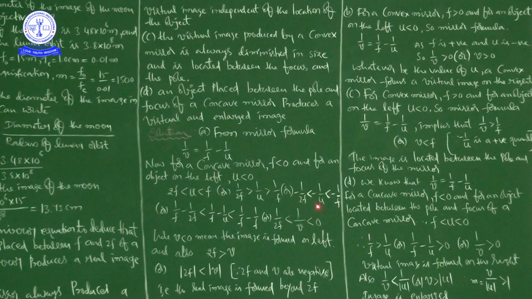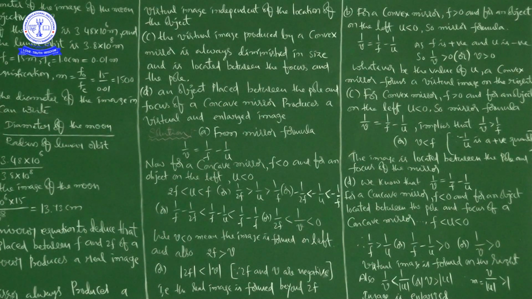After this, I am going to add 1/f to all these terms. Then I get 1/2f is less than or equal to 1/v, and this is less than 0, because 1/f minus 1/u is equal to 1/v. So 1/2f is less than 1/v is less than 0, and here you can say that v is less than 0.